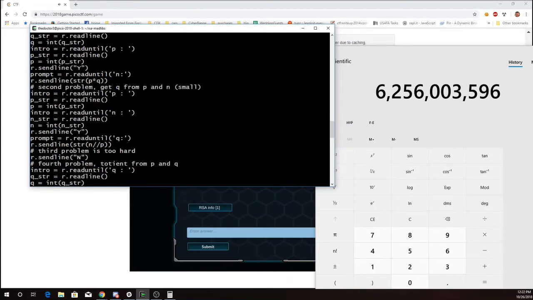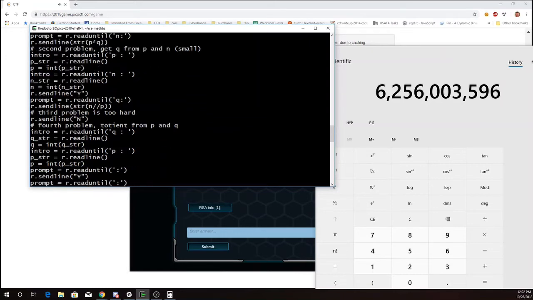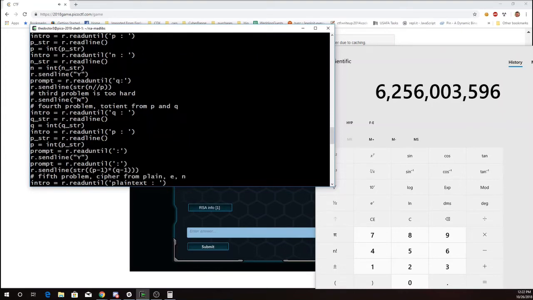Now in the second problem, I was supposed to get Q from P and N, so I read for P, read for N, say yes, Q is N divided by P. That third problem was too hard, so I just said no. The fourth problem asks for the totient, which is P minus 1, Q minus 1. So I read for Q, I read for P.